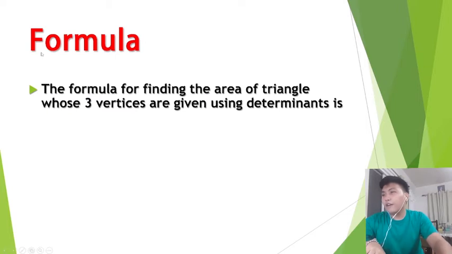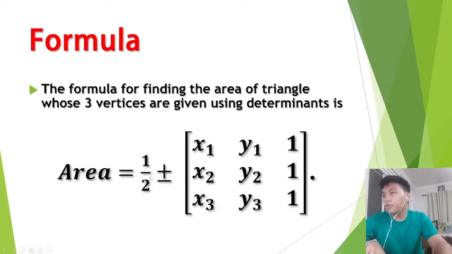The formula for finding the area of a triangle whose three vertices are given using determinants is: area is equal to 1/2, positive or negative, multiplied by the determinant of the first point, second point, third point, and the last column is all 1.